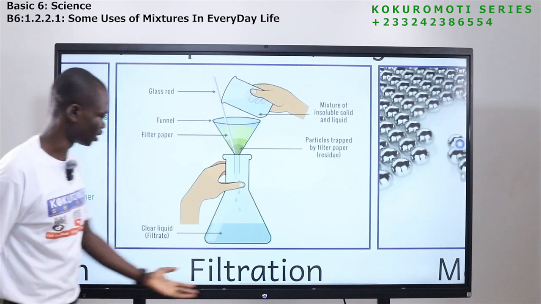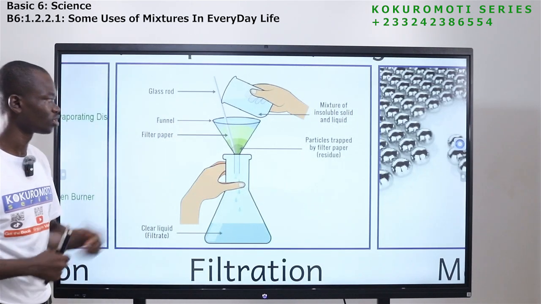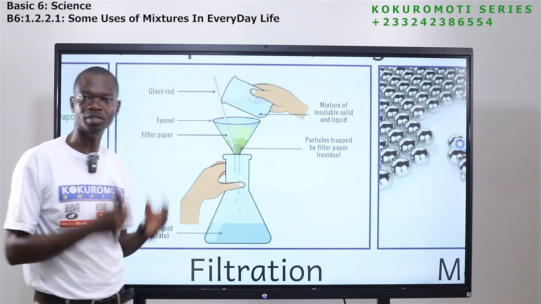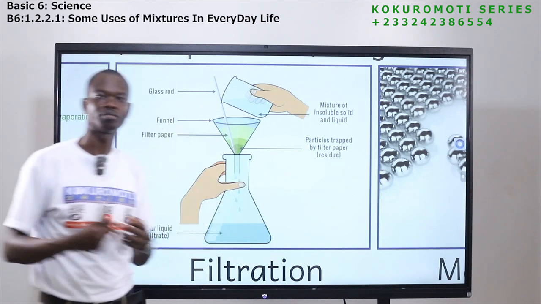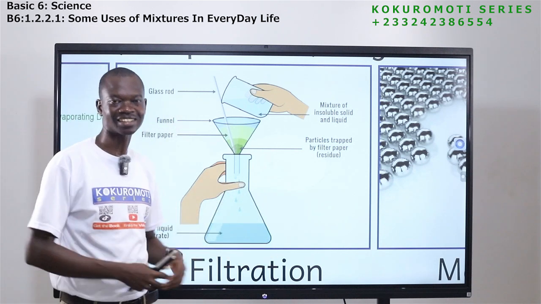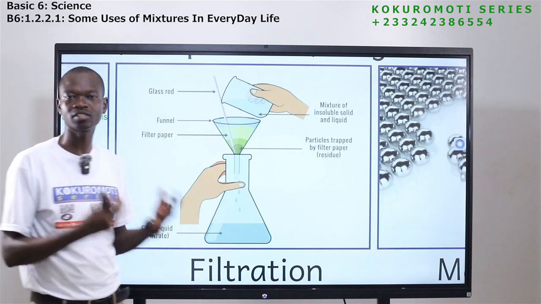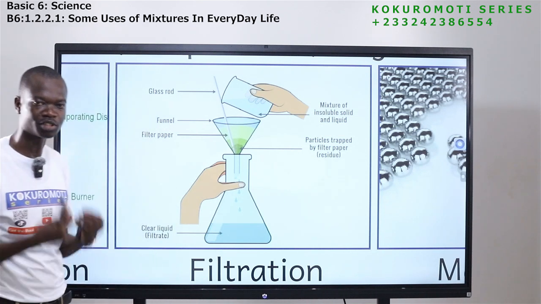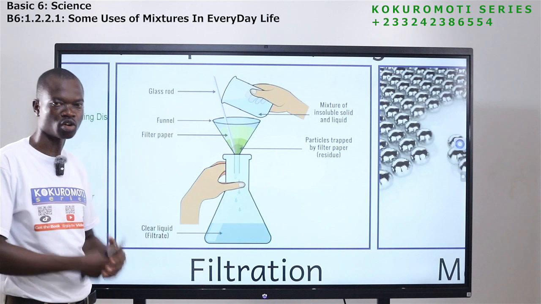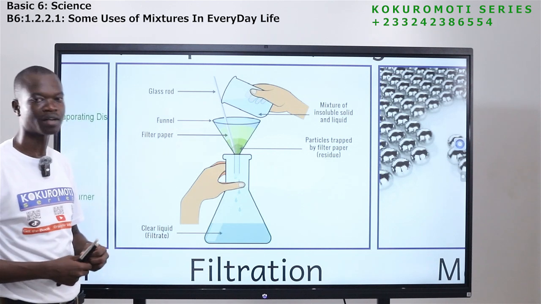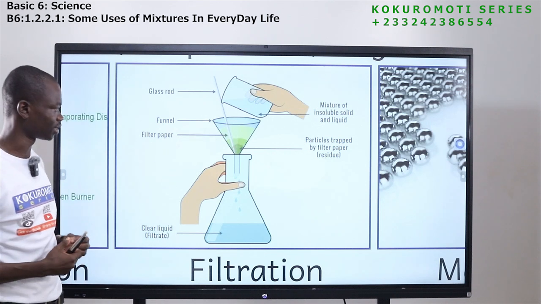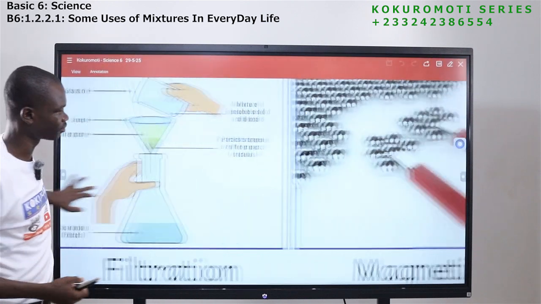Here too, we have what we call filtration. We use a filter paper to separate solid particles from liquid. The solid particles are mostly insoluble, the parts that are not able to dissolve in the liquid or water, so we use filter paper to separate them. So this is how it looks.